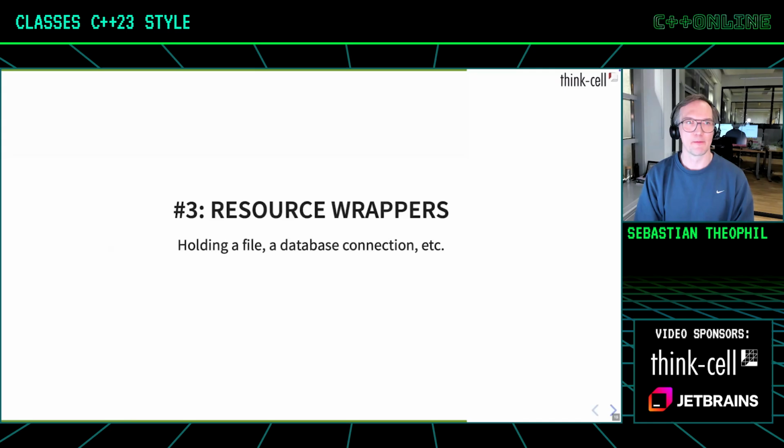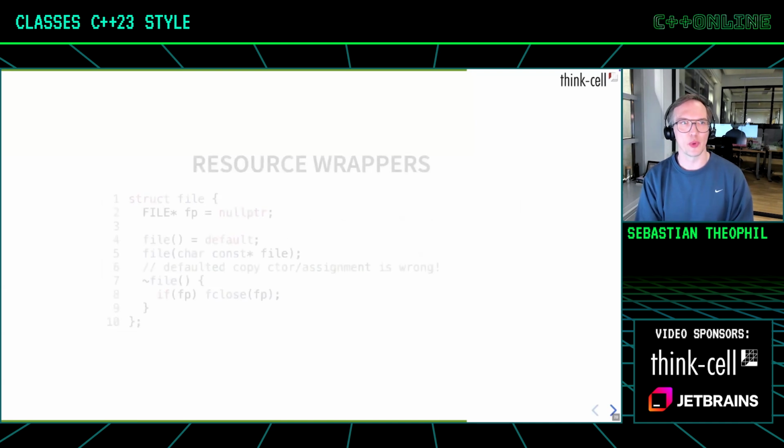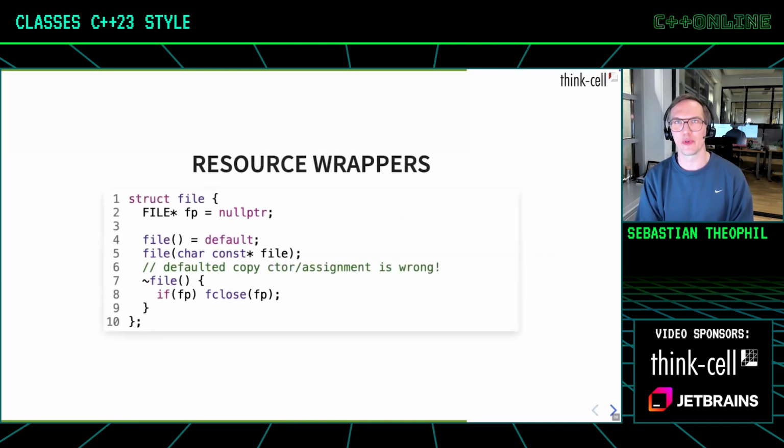Then we have the third case, resource wrappers. So these are C++ types that we use to wrap resources, a file or a database connection. Typically, these types are move only. You have an open file, you cannot copy that open file. Then you have the same file open twice or something. That doesn't make any sense. That file is opened once and it has to be closed once. So here we have a C++ wrapper around the std file pointer.